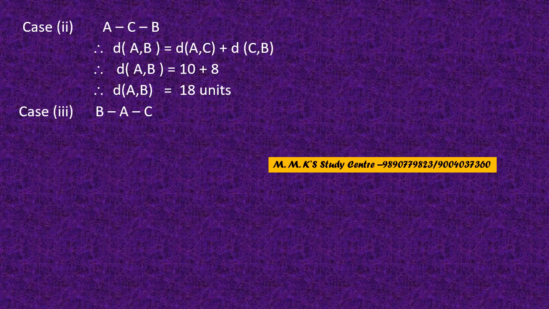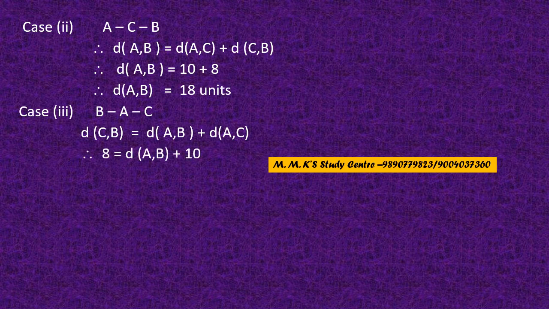Now we'll continue with case 3. In case 3 we'll keep A in between. So what will be your betweenness? B-A-C. According to that, I will write down the distance. Distance BC is equal to distance AB plus distance AC. BC is nothing but CB, children. So CB is given as 8, AB is not given, and AC is given as 10. So we'll put the values.